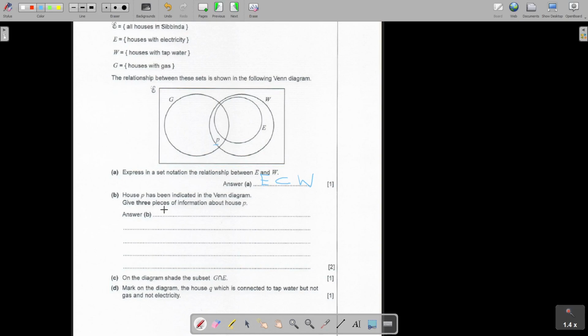So, let's start. P is there. Now, if you look, I want to show you. P is in the G. So, it's having gas. Do you see? P is in the water circle. So, it's having water. But it's not in the electricity circle. So it's actually having gas and it's having water, but no electricity. So let's just put it in words. So P has gas and tap water.